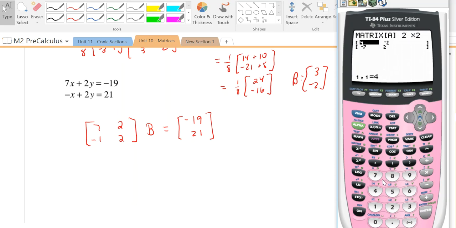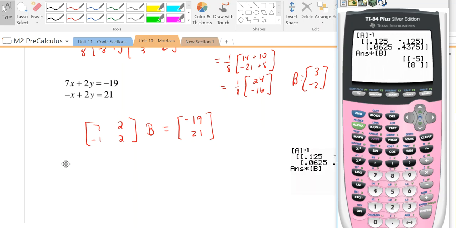So I had 7, and then 2, negative 1, and then another positive 2. And then on this one, 2 by 1, negative 19, and positive 20. All right, so I'm going to take matrix A, find its inverse, and then I'm going to multiply that by matrix B.